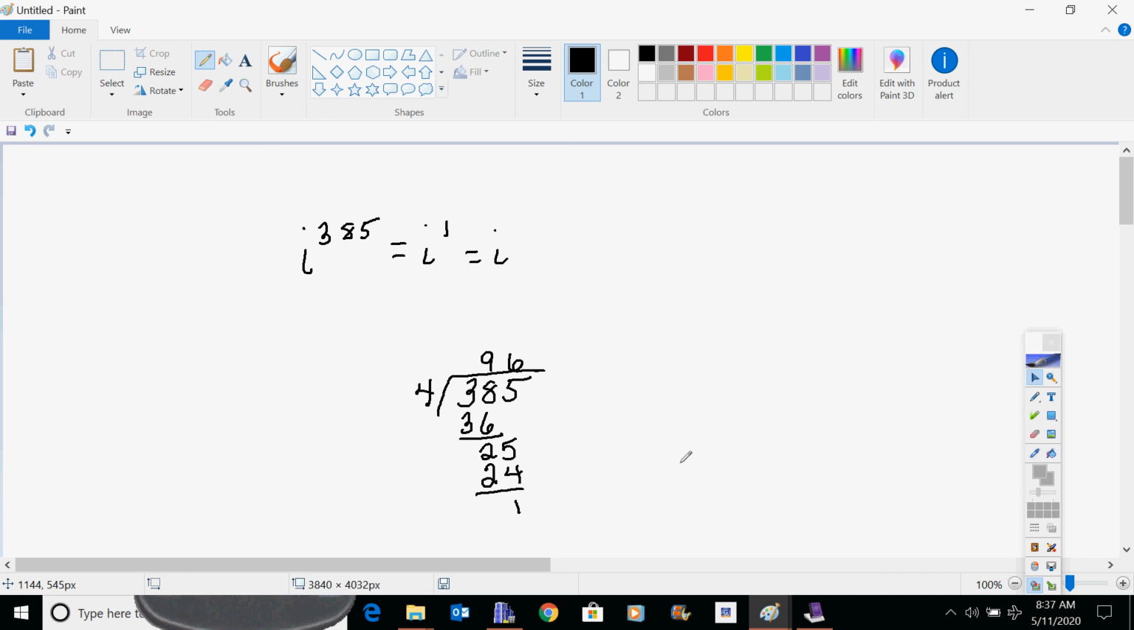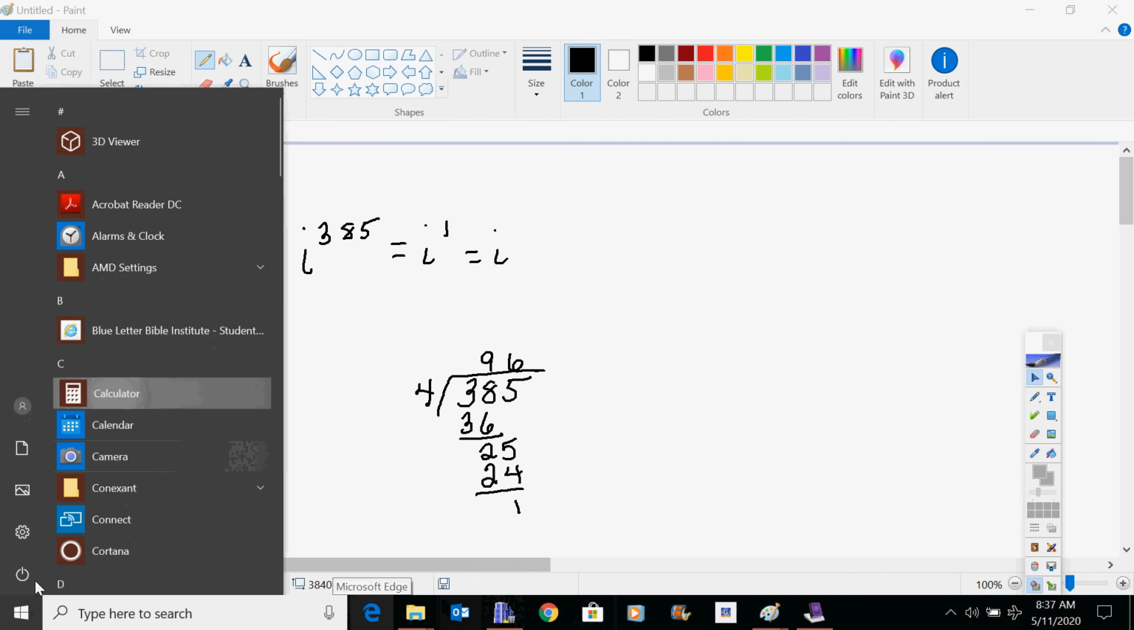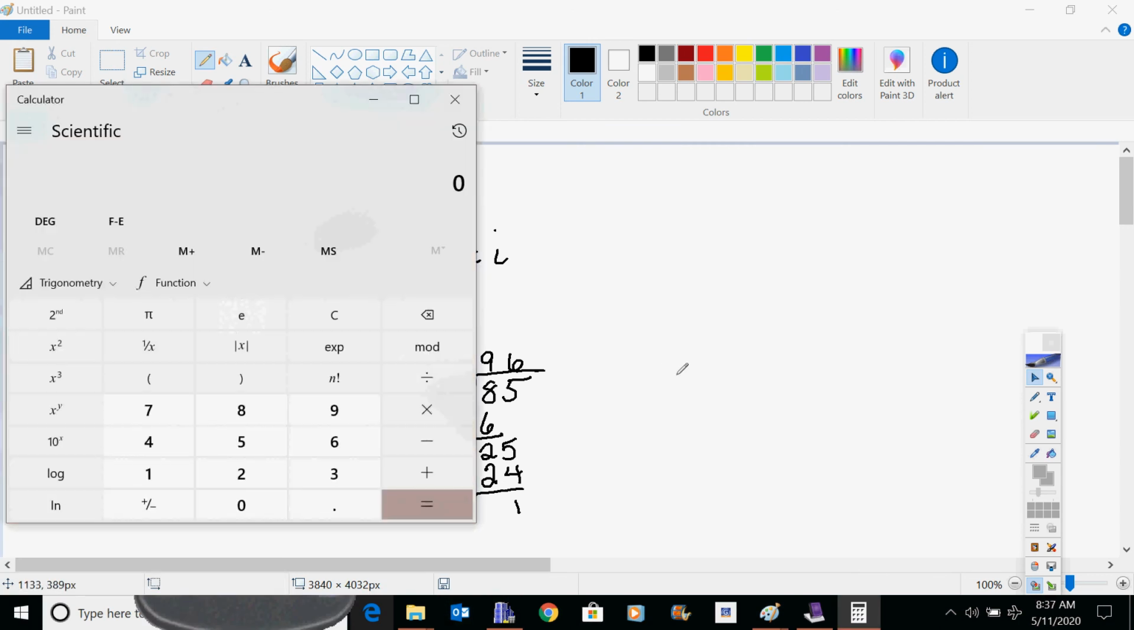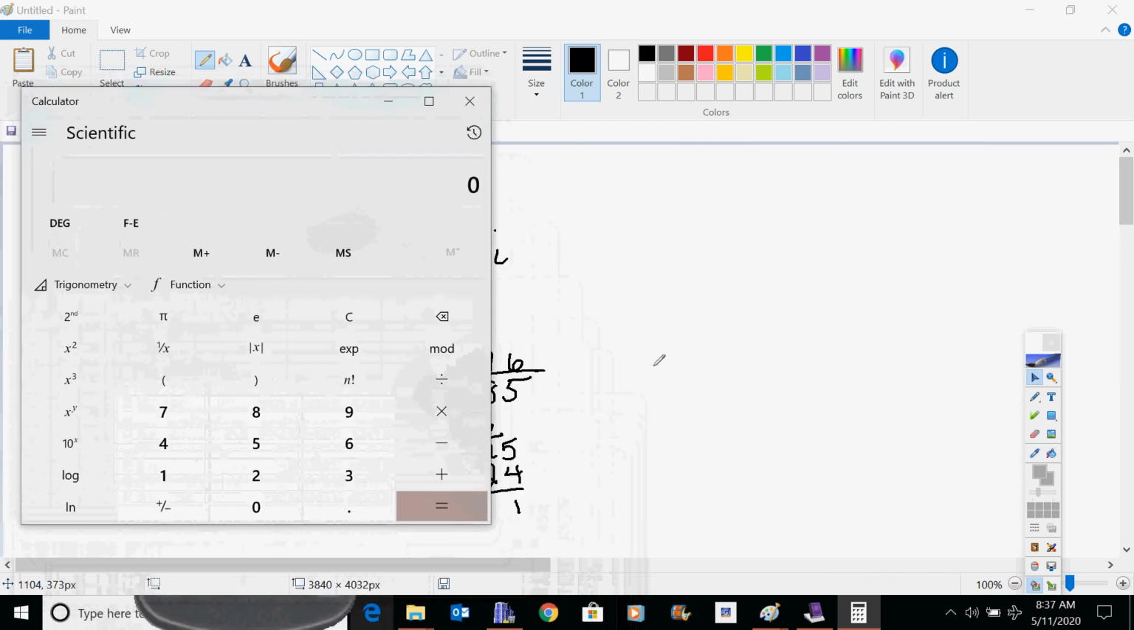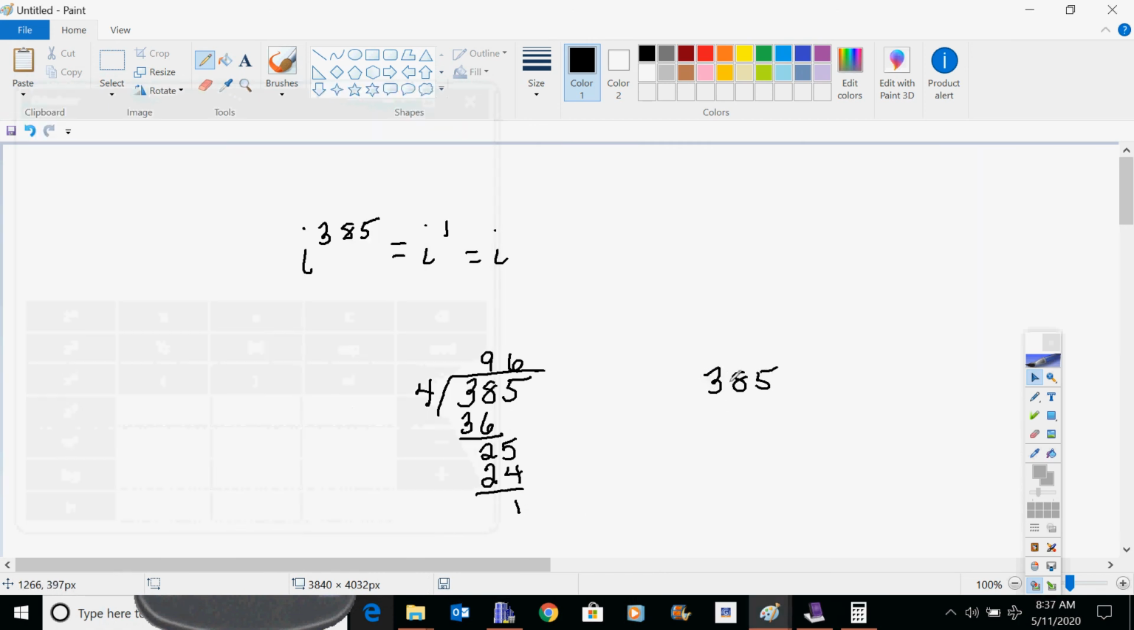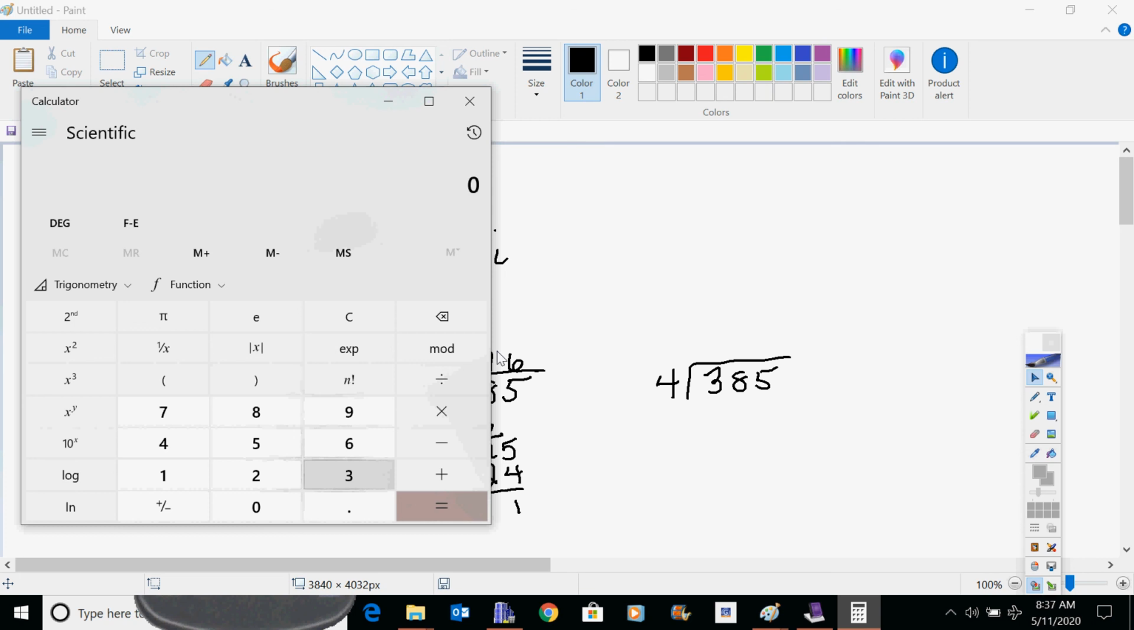Okay, now say you're not really the best at this. Let's look at another calculator trick that you can do. I'm going to use the basic calculator here rather than the smart one. So we have 385. You do still have to keep track of what you're doing. Divided by 4. Plain basic calculator. I know it's 96 with something left over, so I've got 96 here.